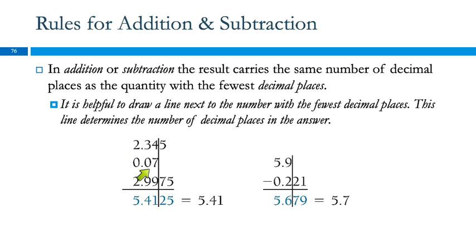So as we're going left to right, this middle number ends sooner. And so draw a line to the right of that. Over here we've got 5.9 minus 0.221. This first number ends after the first decimal place. And so I'm drawing a line all the way. And that's going to tell you where your answer should end.